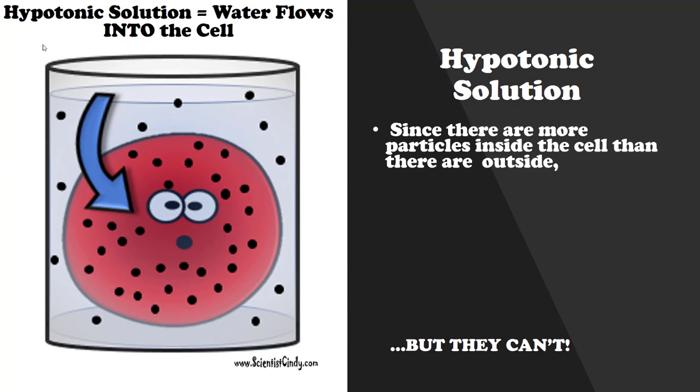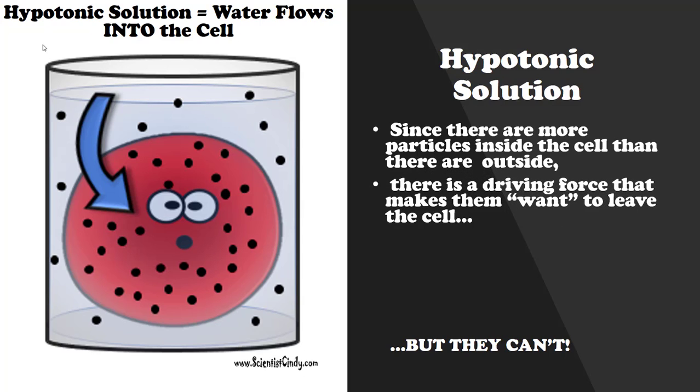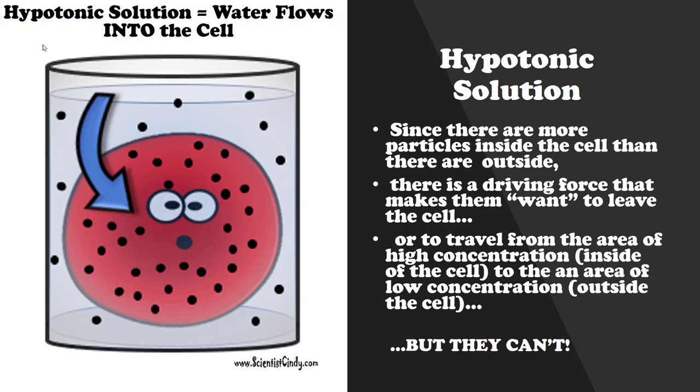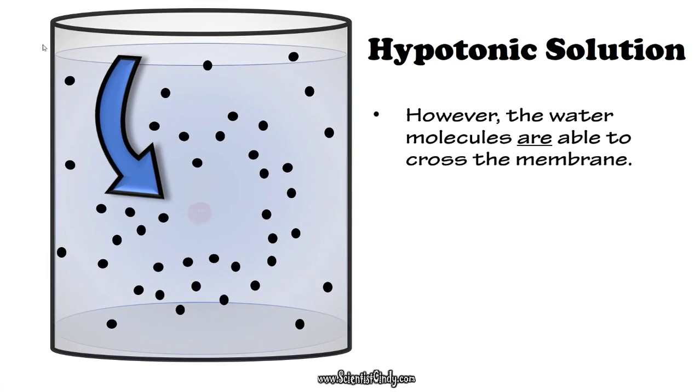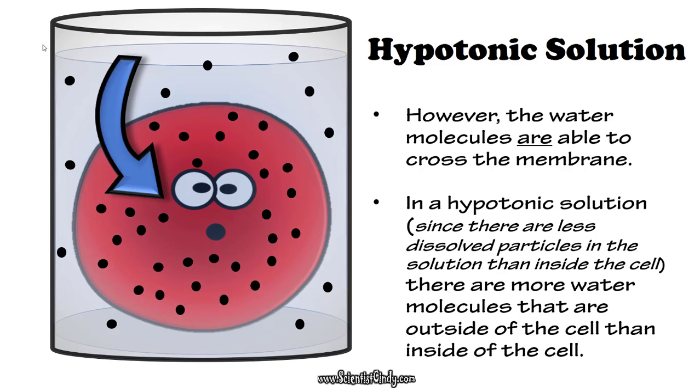Since there are more particles inside the cell than there are outside, there is a driving force that makes them want to leave the cell, or to travel from the area of high concentration inside the cell to an area of low concentration outside the cell, but they can't. However, the water molecules are able to cross the membrane. In a hypotonic solution, since there are less dissolved particles in the solution than inside the cell, there are more water molecules outside the cell than inside the cell.